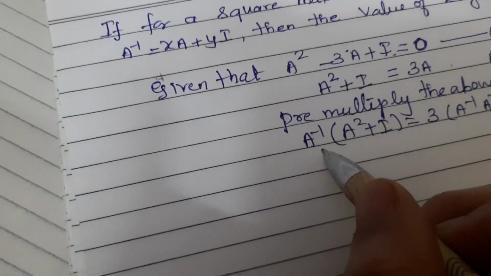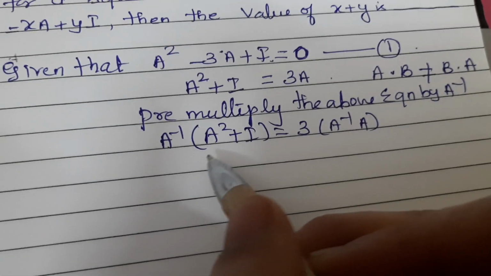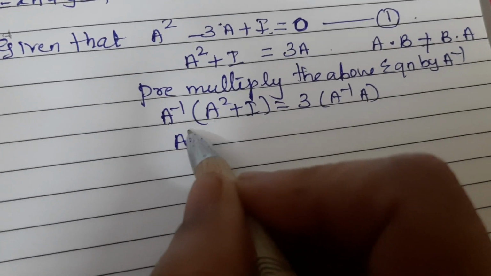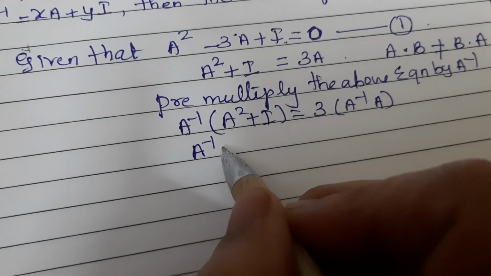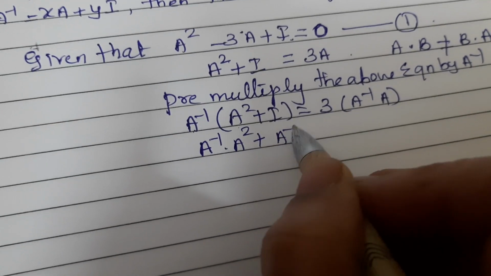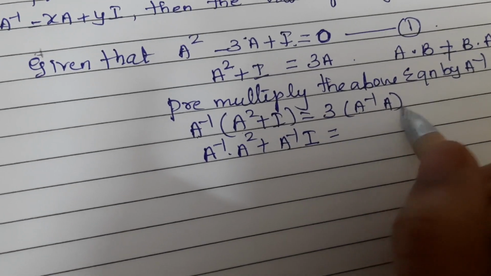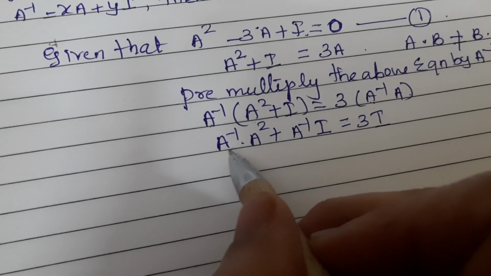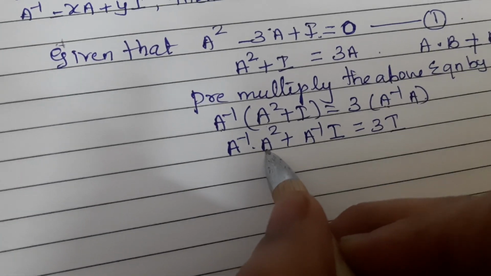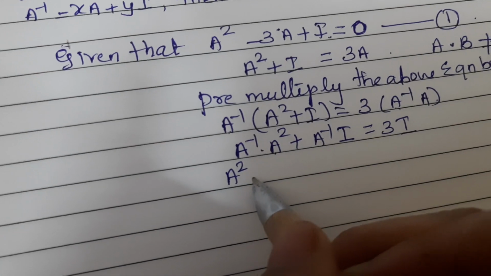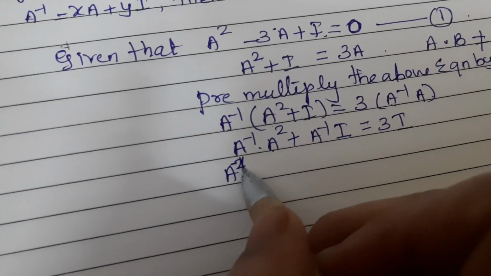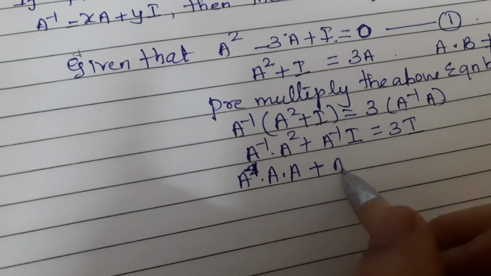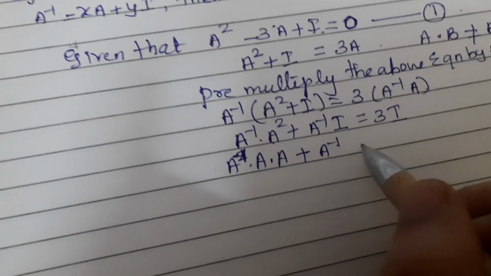Since matrix multiplication is distributive, we can take A inverse inside the bracket. So this will become A inverse into A square plus A inverse into I. Here A inverse into A is I, the identity matrix. Now we are going to split this A square into A into A. A inverse into A into A plus A inverse I, which is just A inverse, equal to 3 into I.